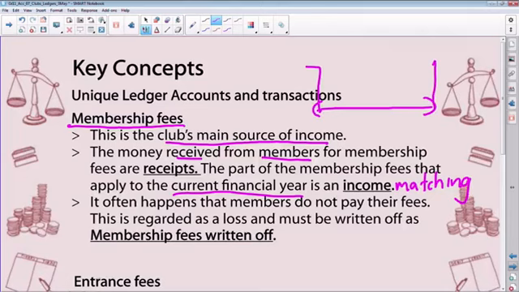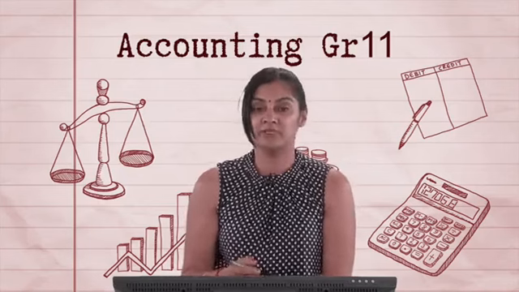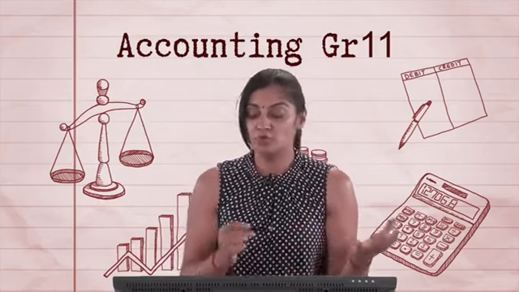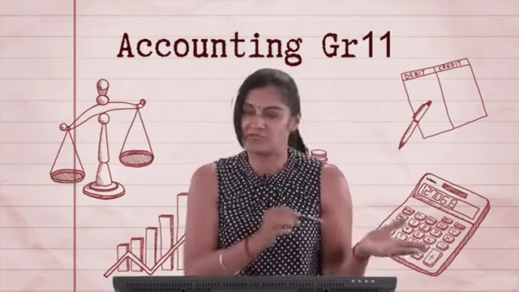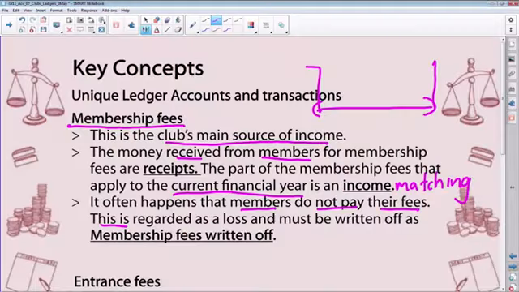It often happens that members do not pay their fees. It could be membership fees are paid annually or monthly, and we will come across certain members who do not pay their fees. Sounds familiar, isn't it? Debtors who sometimes don't pay their accounts. Now we're coming across members that do not pay their fees. This is regarded as a loss and must be written off as membership fees written off.